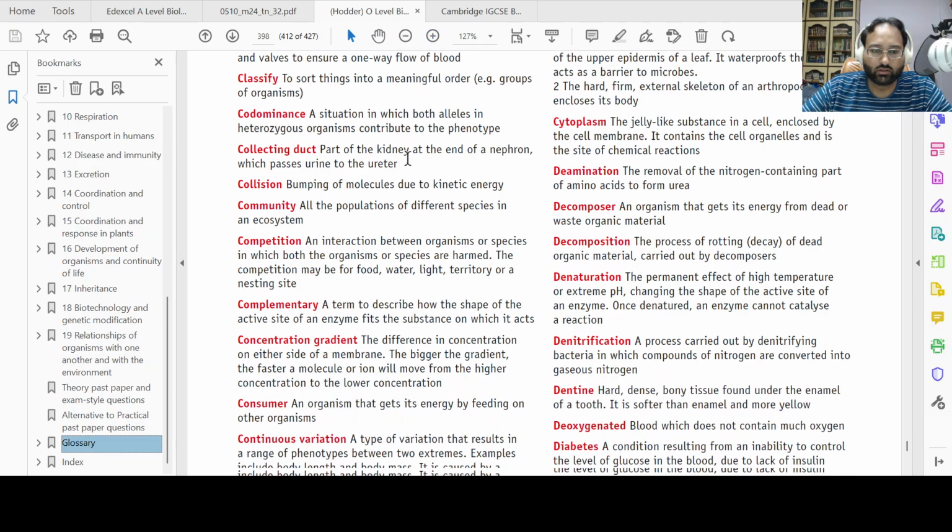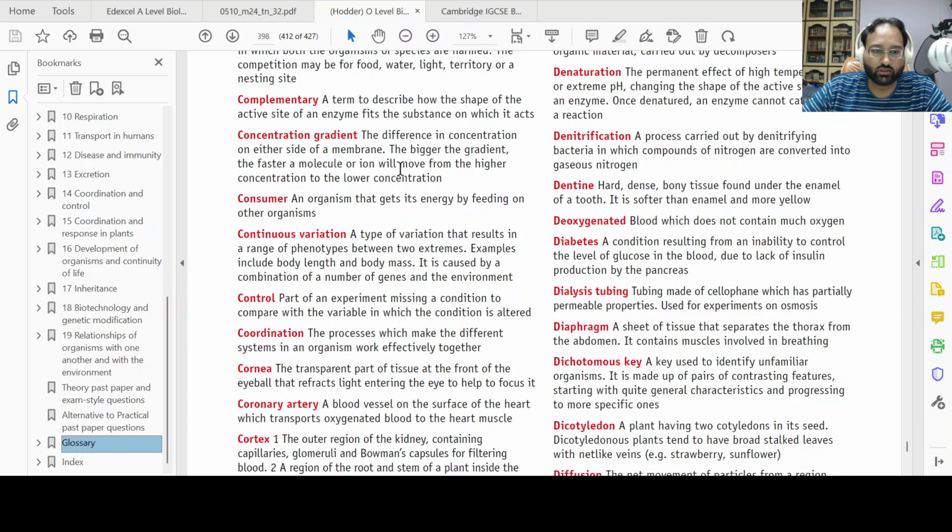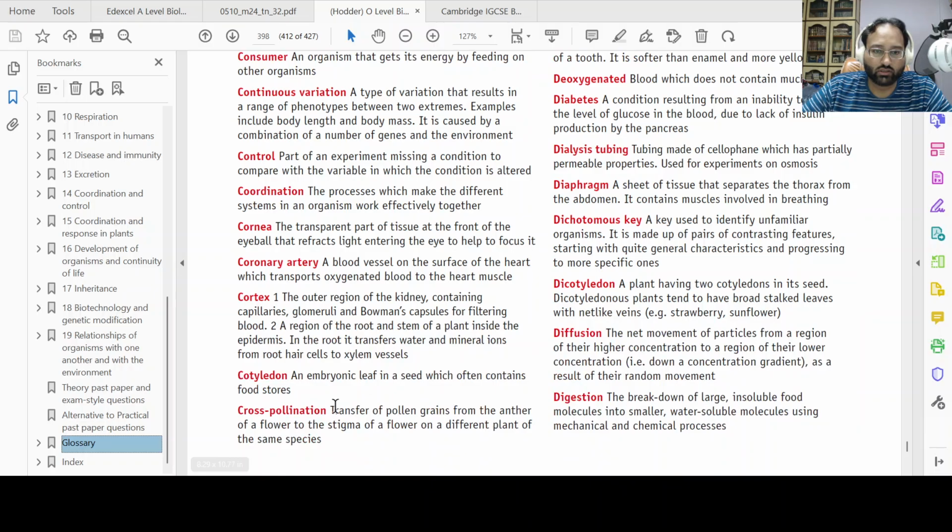Okay, so you can see, scroll down over here. Isn't the cotyledon written in it? It's not written, yeah, go ahead. It's an embryonic leaf which often contains food stores. Yeah, so that's why I jumped to the glossary.